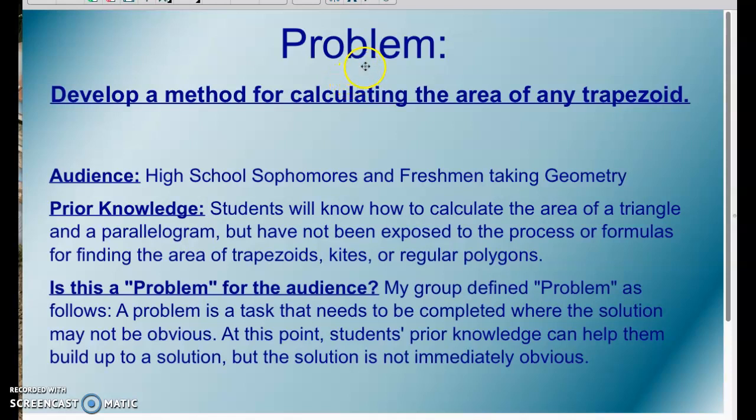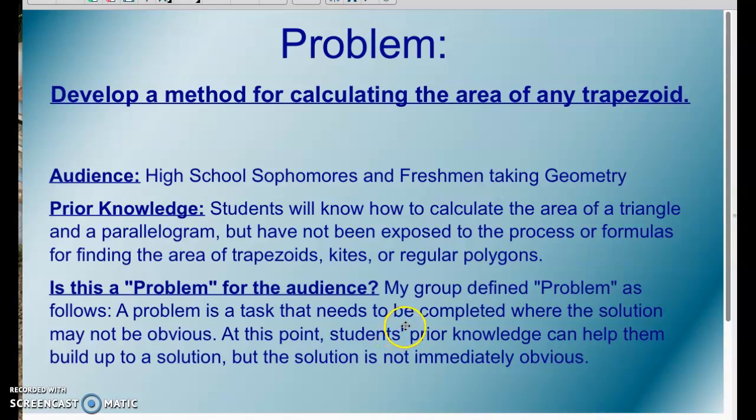The problem I've developed is for an audience of high school sophomores and freshmen taking geometry. The question is for them to develop a method for calculating the area of any trapezoid. The students will not have been introduced to trapezoids prior to this. They will, however, know how to calculate the area of a triangle and the area of a parallelogram. They have not been exposed to any formulas for finding areas of trapezoids, kites, or regular polygons at this point.